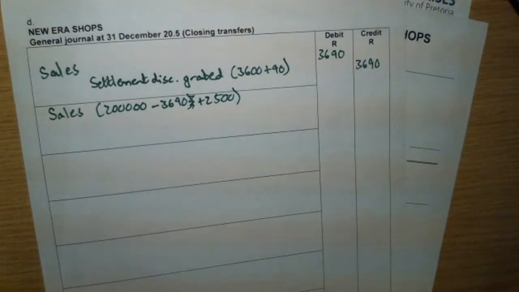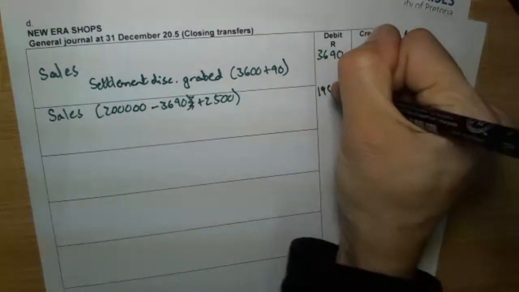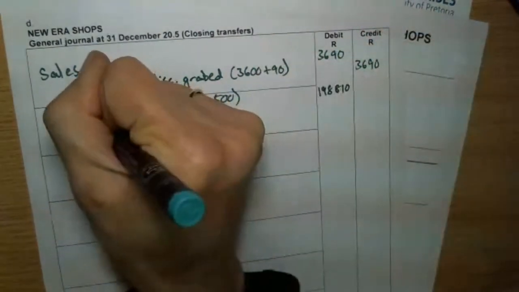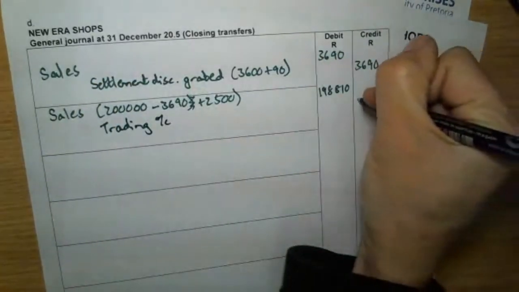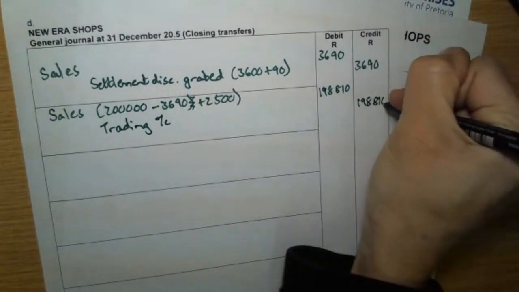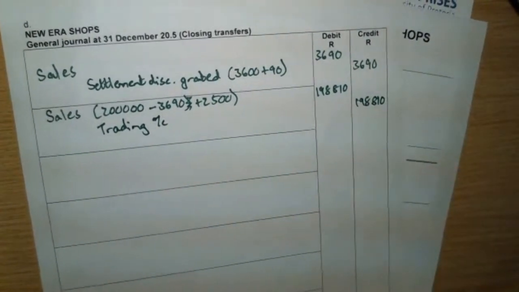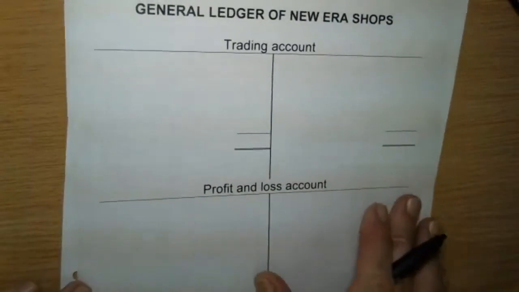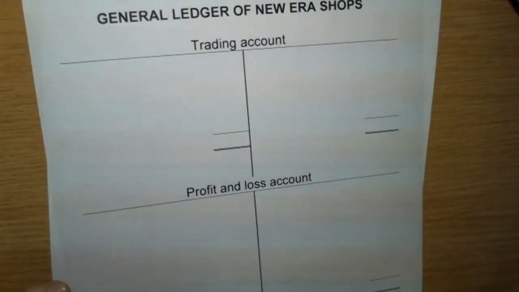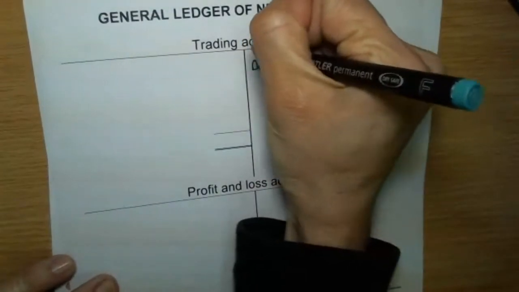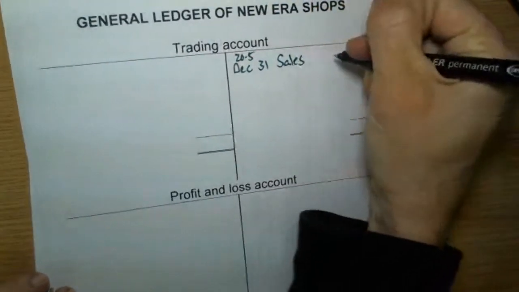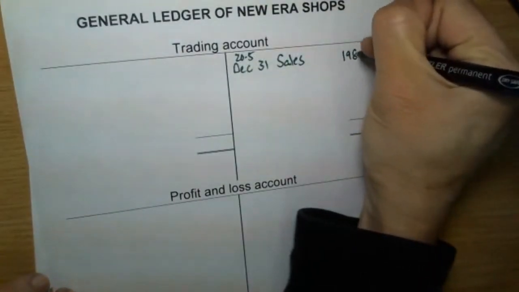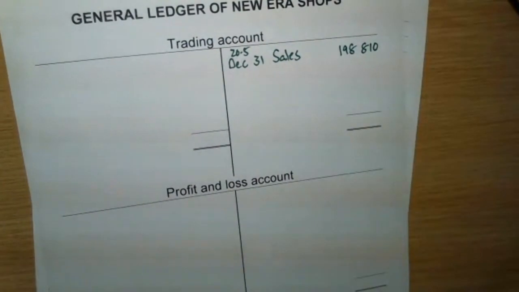So that means the balance in my sales account would have been 198,810. And I'm going to credit the trading account. So the trading account is going to have a credit of 198,810, and that is the amount for sales. So if I go to my trading account, I'm going to put this on the credit side. Here I'm working with December 2005, the 31st, and here I'm going to write sales, and the amount for sales is 198,810. Okay, so I've put sales in.